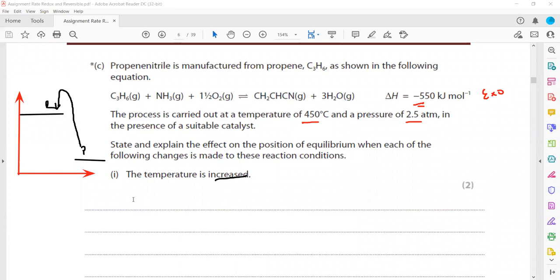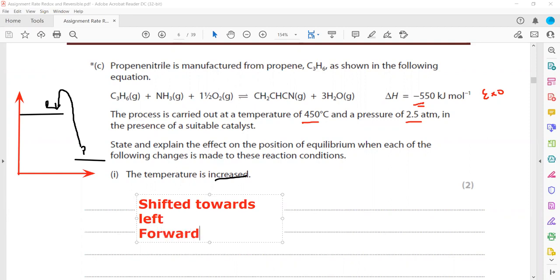This will shift the equilibrium towards the left hand side. So equilibrium shifted towards left. And what is the reason for that? Because the forward reaction is exothermic. Because the forward reaction is exothermic, that is the main reason that equilibrium is shifted towards the left hand side.